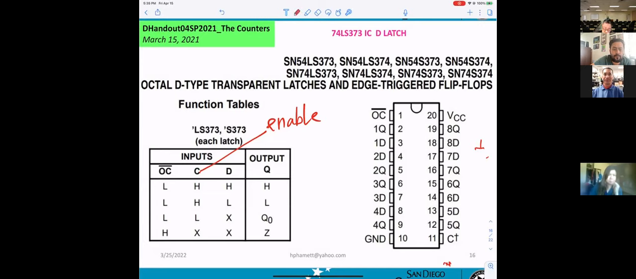Okay, if you don't know, I'll tell you. That means no change. Okay, what that means, no change. That's only telling you if it was one, it will still be one. If it was zero, it will still be zero. That's it, no change.